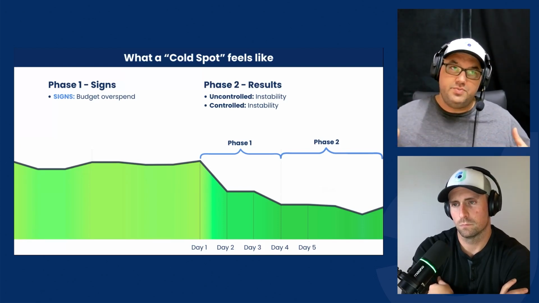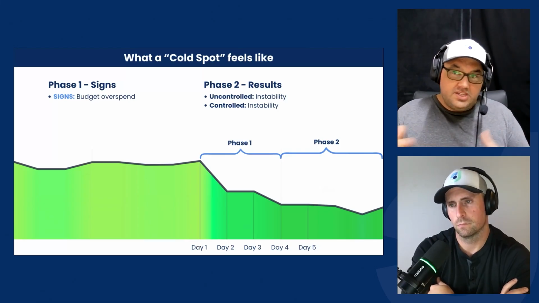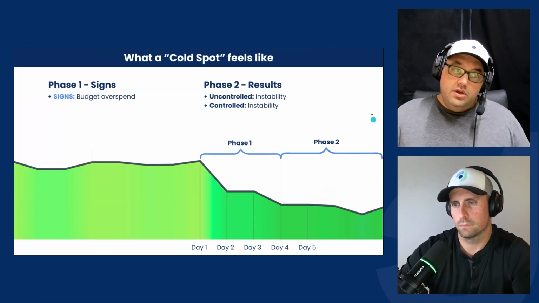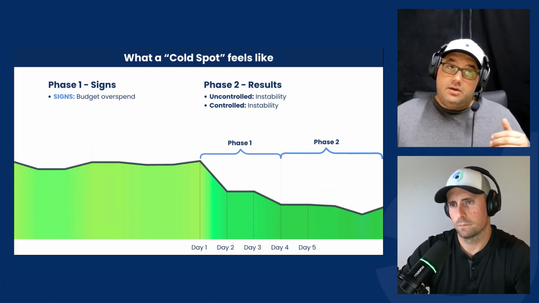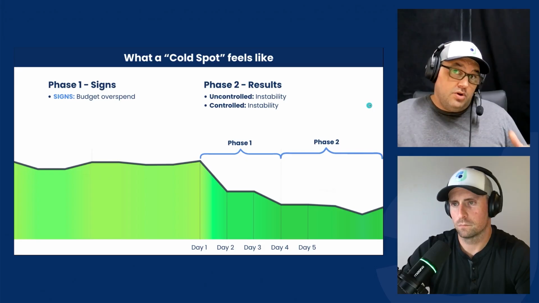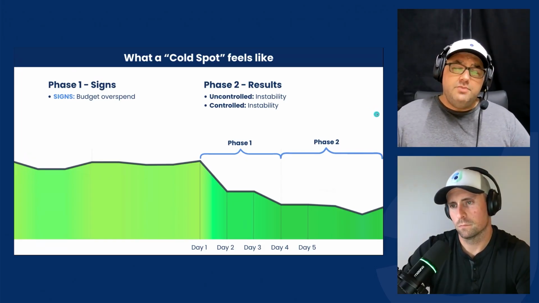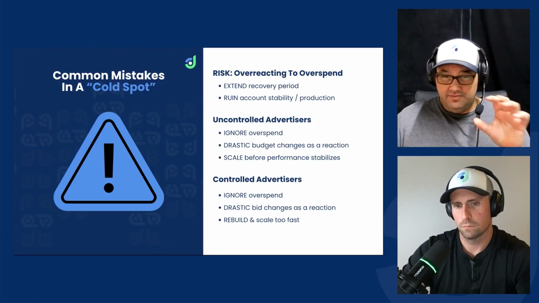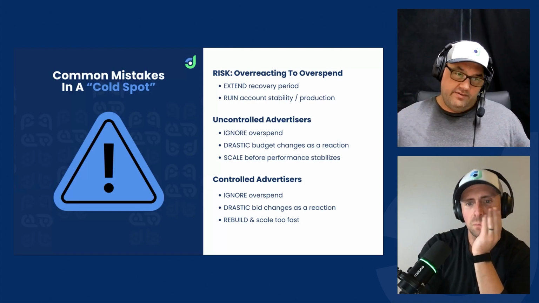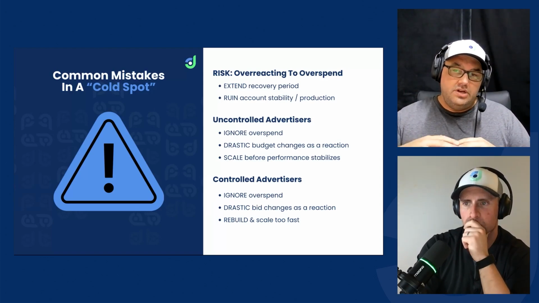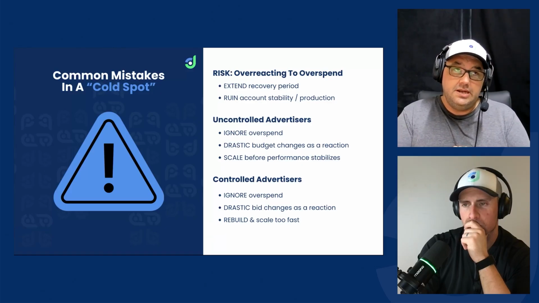So all of a sudden you're spending 110, 120% of your budget, and things can really start getting out of control without you knowing it. You can't control how much you're actually spending. And especially in that situation, your cost per install can really start getting out of whack. So let's have a quick look at what kind of mistakes you can make in terms of this cold spot. Firstly, you're risking extending your recovery period here and potentially ruining your entire account stability and its ability to produce results consistently.